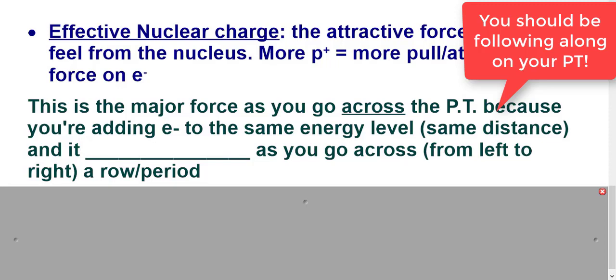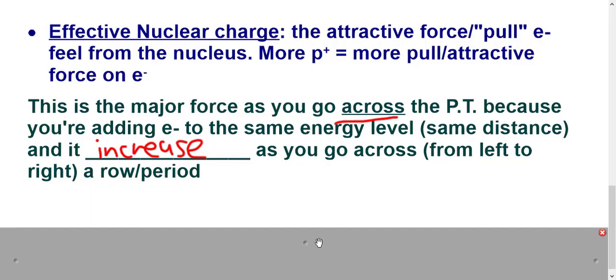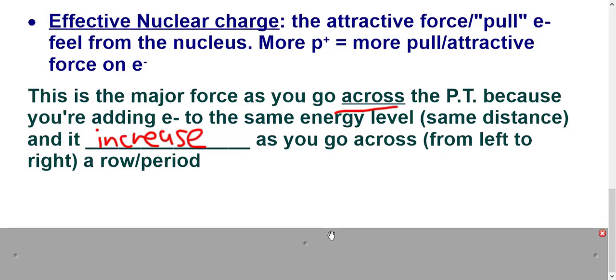So as you go across the periodic table, the effective nuclear charge is going to increase as you go from left to right across a row. And that's because you're adding electrons to the same energy level, but now you're adding more protons. So those electrons are going to feel a greater pull. So nuclear charge increases as you go across, and distance increases as you go down. Now we're going to see how these concepts apply to actual trends.